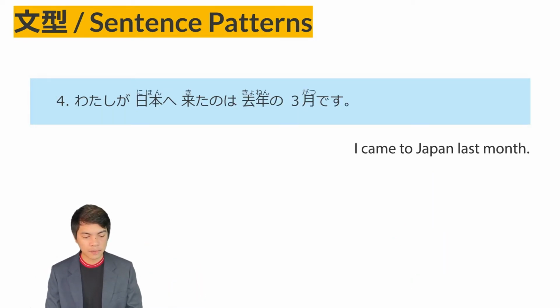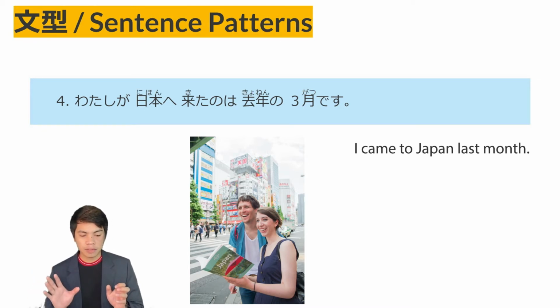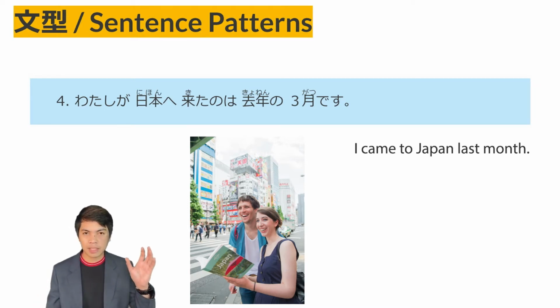Sentence pattern number 4. Watashi ga Nihon e kita no wa kyonen no sangatsu desu. So watashi ga Nihon e kita, Nihon e kimashita, came to Japan. The plain form of kimashita is kita. If you add particle no to the plain form of a verb, it now becomes a noun. Then adding particle wa, it now becomes the subject. Nihon e kita no wa.